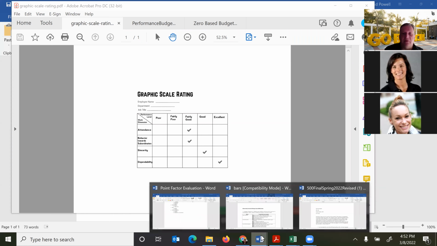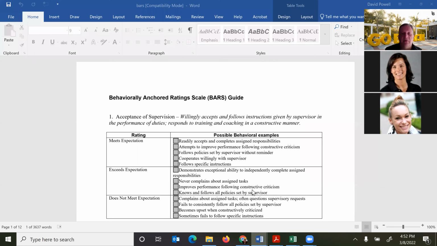So a more advanced or a better way to do it is a bar system. And that's this behaviorally anchored rating scale. So here's an example of a behaviorally anchored rating scale. The first indicator is acceptance of supervision. The incumbent willingly accepts and follows instructions given by the supervisor in the performance of duties, responds to training and coaching in a constructive manner.